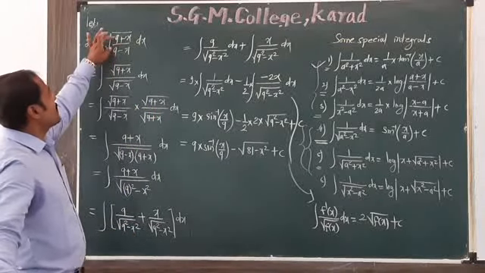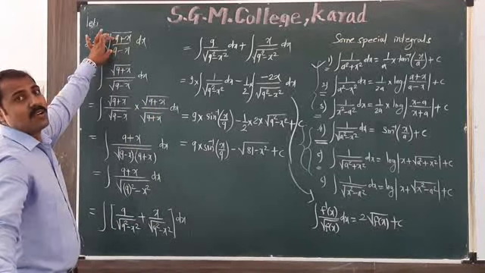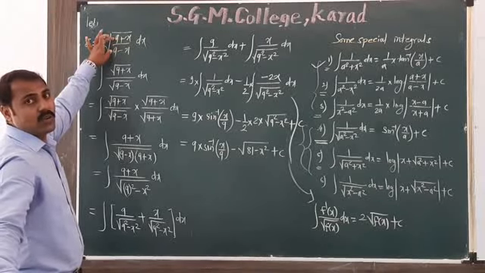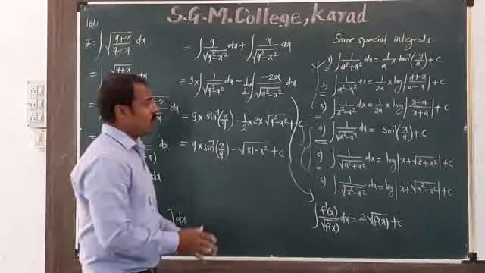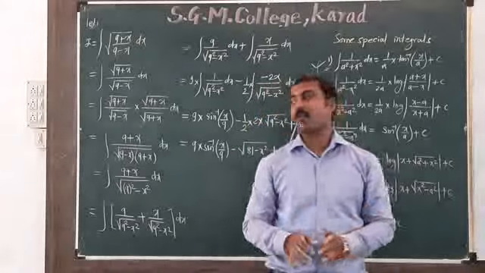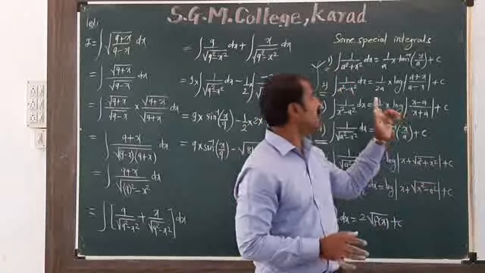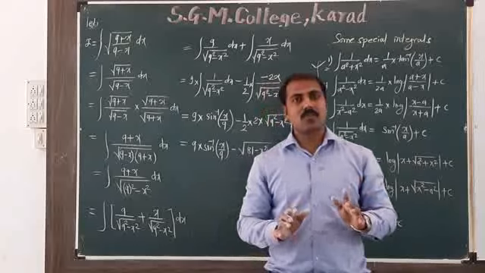Solve a similar example by replacing 9 and 2 with 4. Okay. I hope you understand all these examples on special integrals. Okay. So thank you.